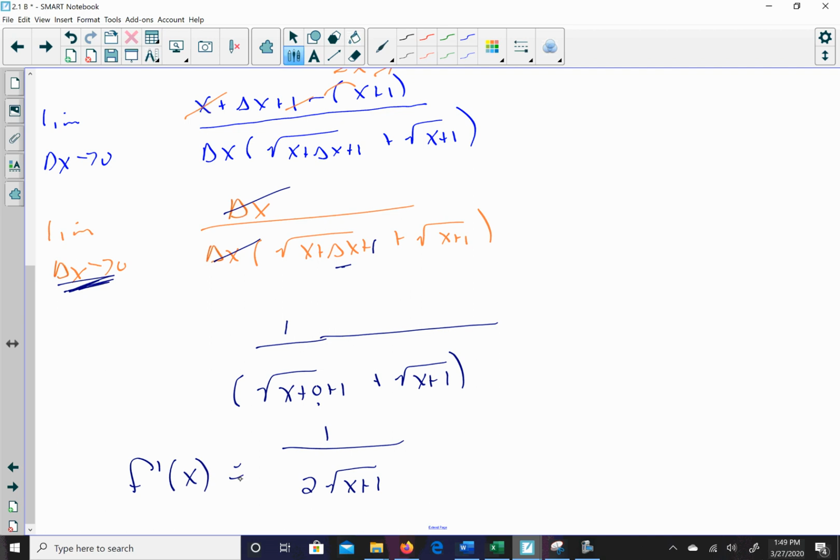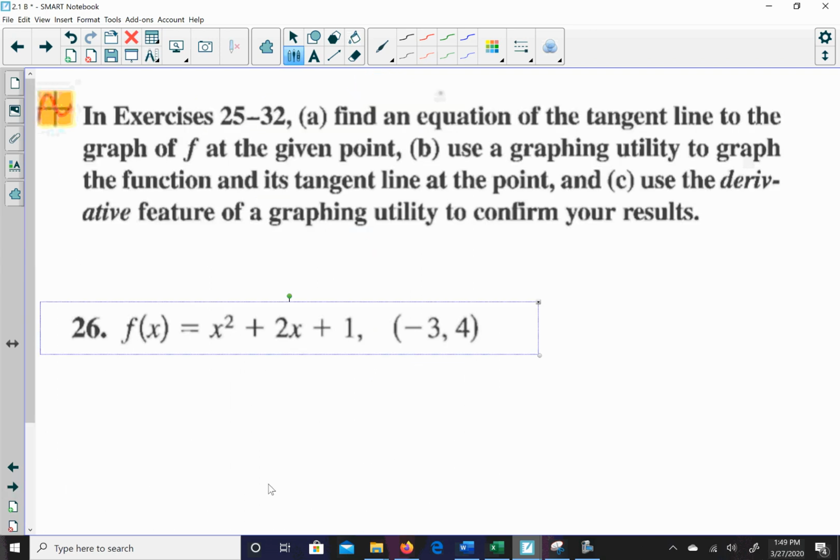And that's all you had to do for the first ones. I just wanted to go through one that might look a little bit more complicated, just to refresh your skills. Okay, next one, number 25 through 32, is saying find the equation of a tangent line to the graph at the given point.